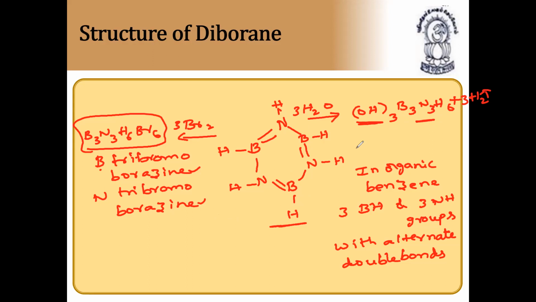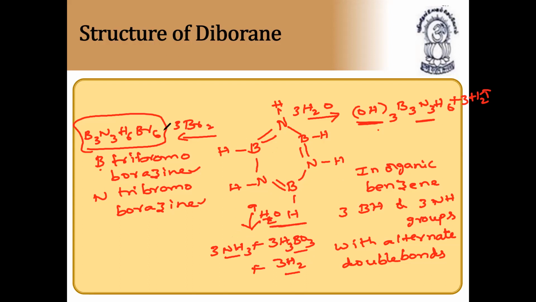Under controlled conditions, hydrolysis yields the B(OH)3 addition product, B3N3H6 with OH attached. And on hydrolysis with 9 water molecules, normal hydrolysis forms 3 moles of ammonia plus 3 moles of orthoboric acid plus 3 moles of hydrogen gas. So inorganic benzene on hydrolysis forms ammonia, orthoboric acid, and hydrogen gas.